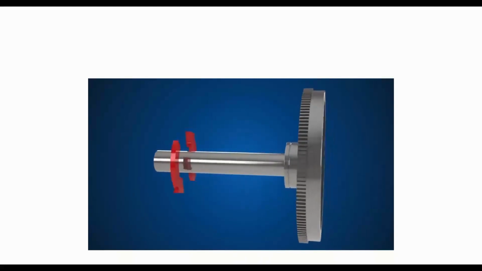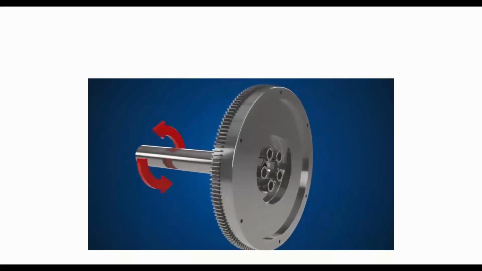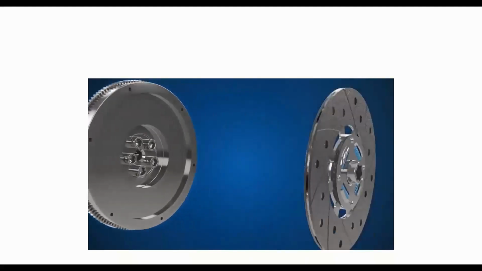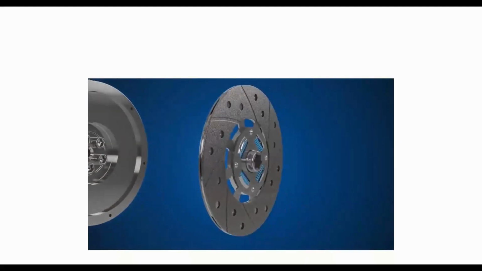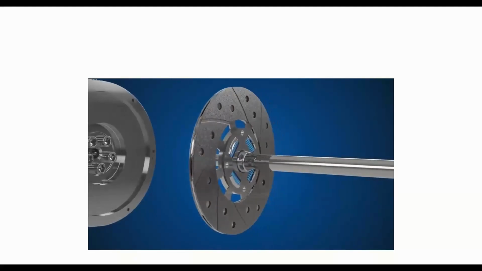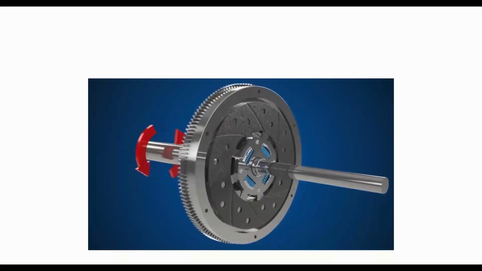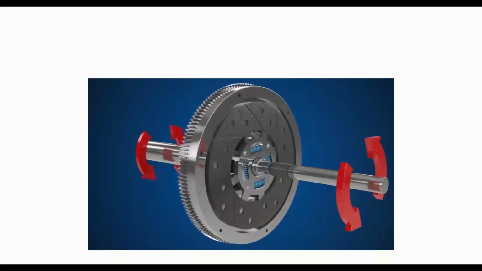In module 1 we have discussed the functions and all. This is the clutch plate. Whenever this clutch plate comes in contact with the flywheel, the clutch is said to be engaged. Whenever it moves away from the flywheel, it is said to be disengaged. Now see, both are in contact with each other.